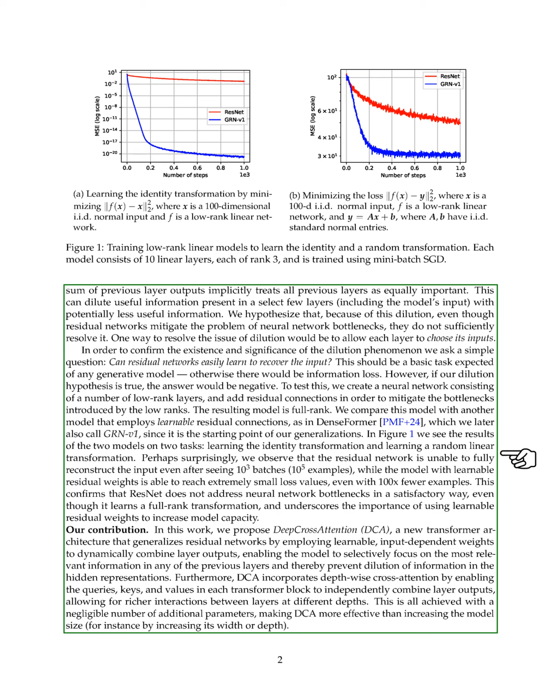We introduced DeepCrossAttention, DCA, a new transformer architecture that builds on residual networks by using learnable, input-dependent weights to combine layer outputs dynamically. This allows the model to focus on the most relevant information and prevents information dilution. DCA also features depth-wise cross-attention, enabling richer interactions between layers at different depths without significantly increasing the number of parameters.